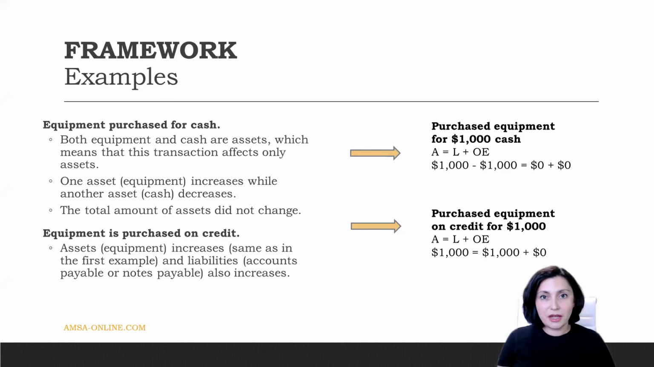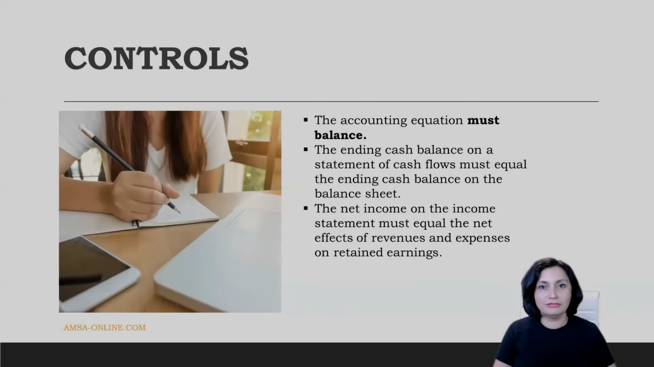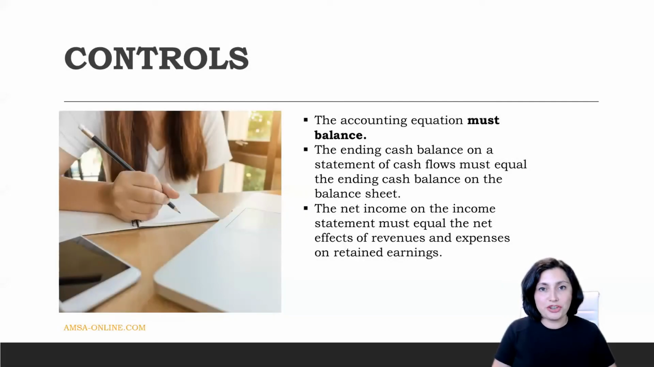For the second example, we purchased equipment on credit. We have an increase in equipment, assets, and we have an increase in liabilities. So we will have 1,000 on the left side of the equation and 1,000 on the right side of the equation. Remember that the accounting equation must balance. The ending cash balance on the statement of cash flows must equal the ending cash balance on the balance sheet. The net income on the income statement must equal the net effects of revenues and expenses on retained earnings.